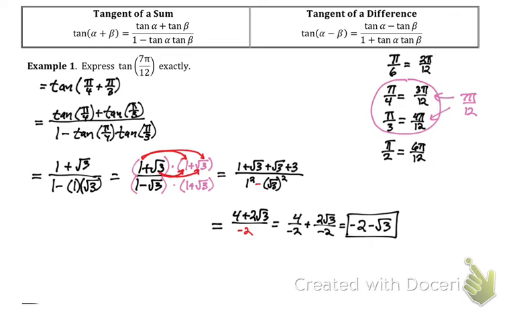So that's the tangent of 7 pi over 12. That is the tangent of 7 pi over 12, the exact value. If you type it in your calculator, you would get a decimal approximation, but it'd be the exact same answer.